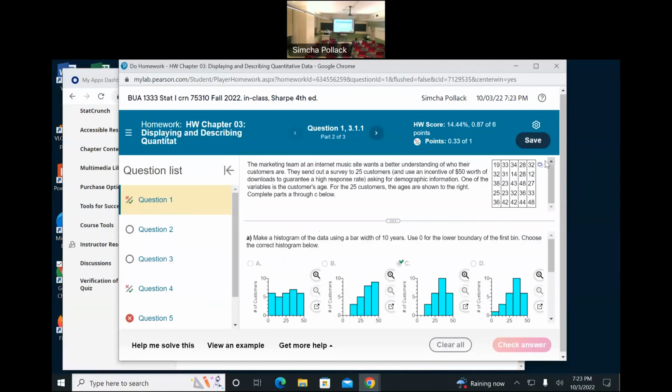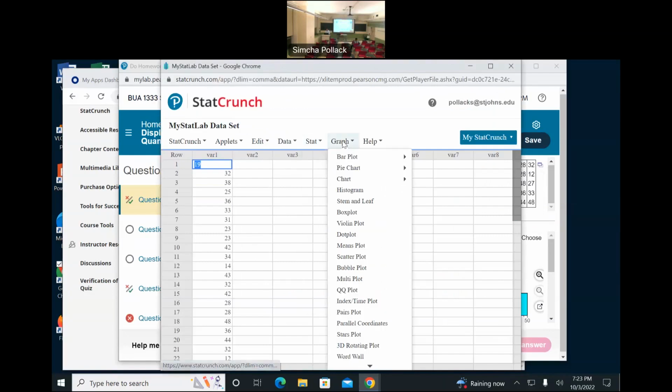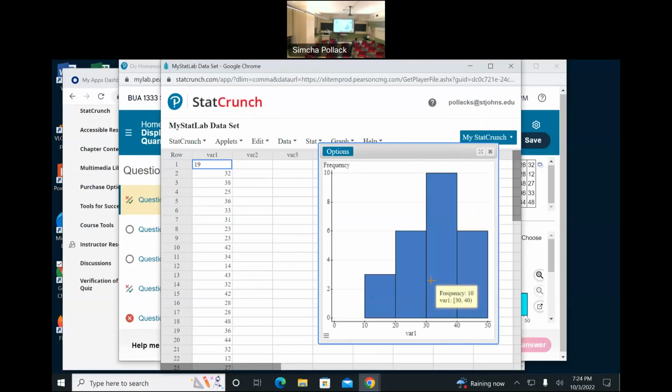So let's go to the data, bring it into StatCrunch, which is here. You go to graph, histogram. You tell the computer you want that first column as your data. This is not relevant here. Frequency. Here's where you start with 0 and a bin width of 10. That's it. Those are the only two numbers you really have to plug in. You hit compute, and this is the picture.